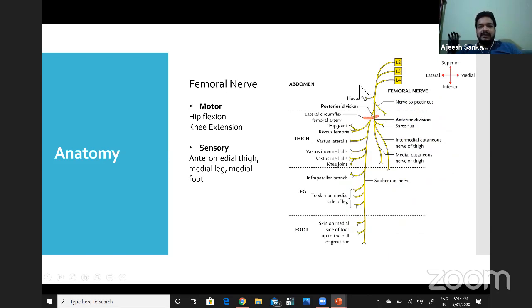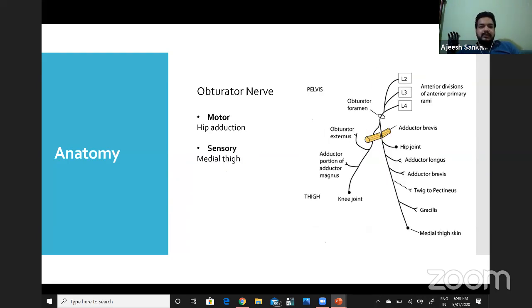Just a quick reminder, the femoral nerve supplies motor function for hip flexion by the iliopsoas and knee extension by the quadriceps femoris, with root value L2, 3, 4, and sensation to mostly the anteromedial aspect of the entire lower limb, the thigh, leg, and even the medial foot through the saphenous nerve. Then the obturator, not a commonly injured one, but it's possible, is a nerve of the adductor compartment of the thigh, and it supplies the adductors.